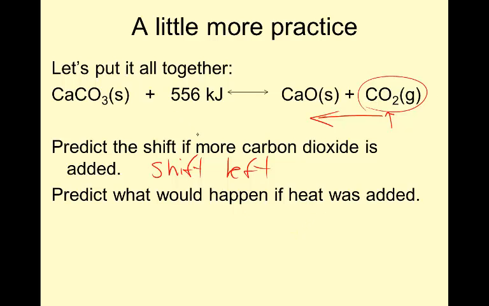If we add heat, okay, add heat. It's going to stress out the side with the heat. Okay, puts more stress on this side. Actually causes this side of the reaction to go faster. So it's going to shift right.